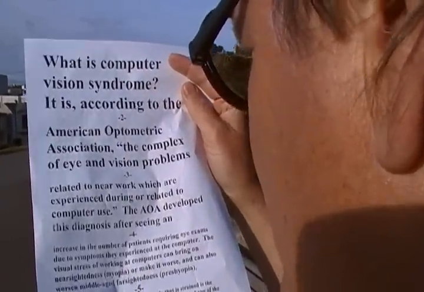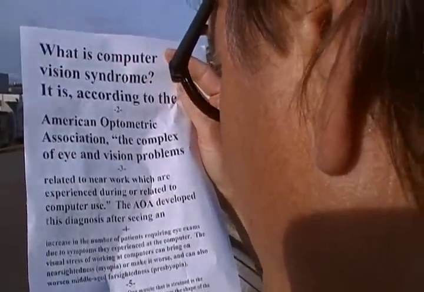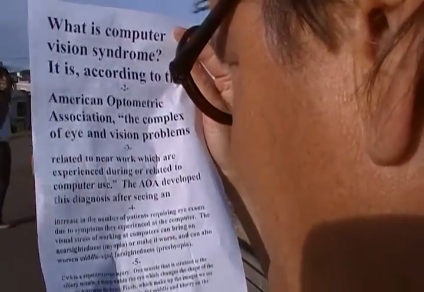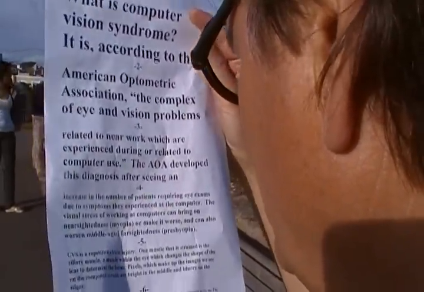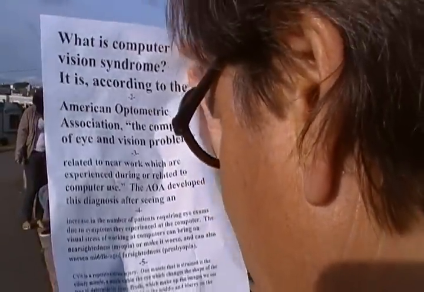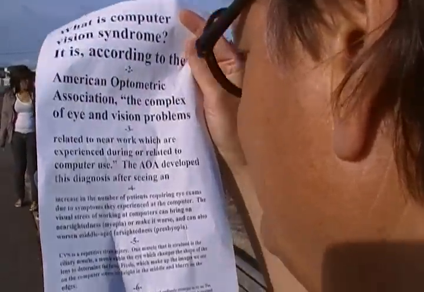Okay, number two. So what's number two? American Optometric Association, a complex something and vision problems. Okay, number three. Something. Can't read. Okay, so three. So you see here that he's reached a point where it's difficult to make out the letters.